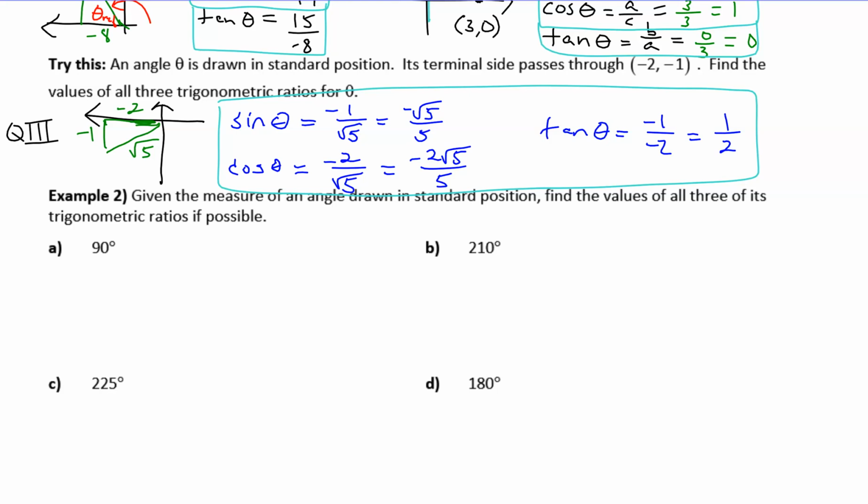Alright, in example 3 we're going to be given the measure of an actual angle, and then we're going to find the values of all three of its trig ratios if possible.